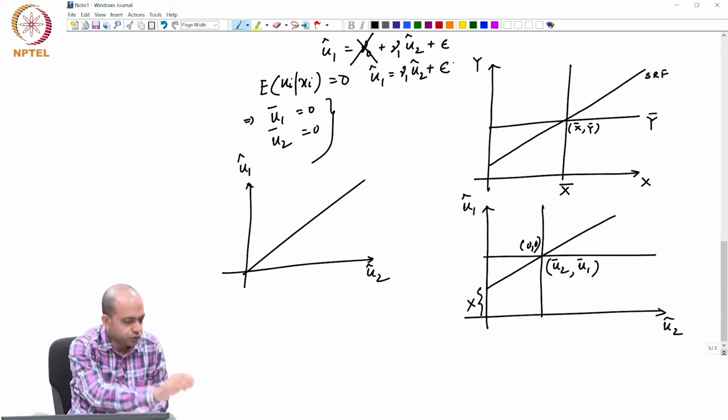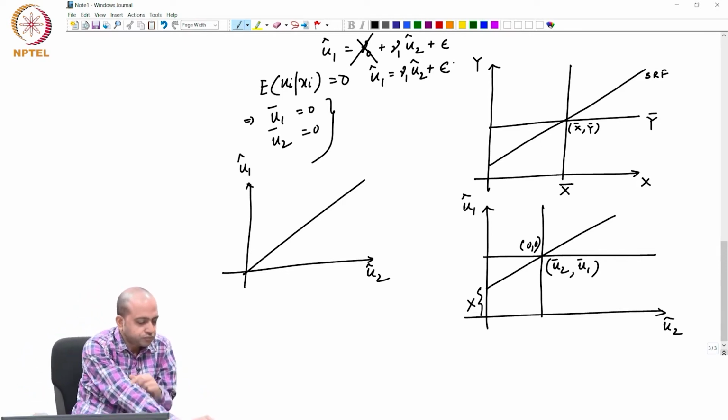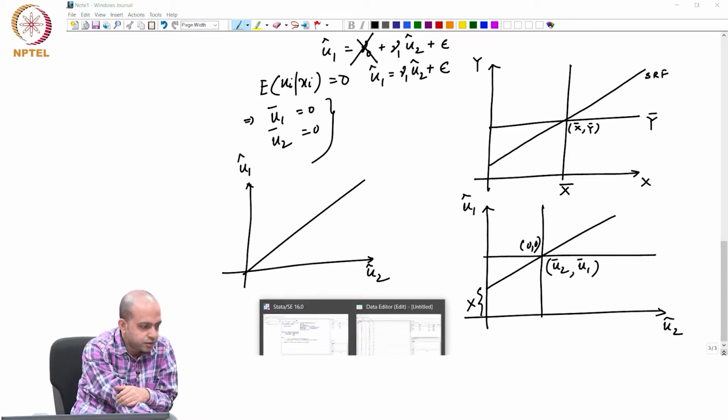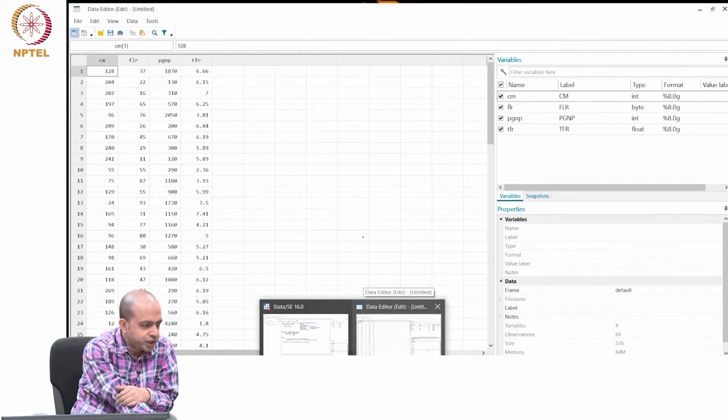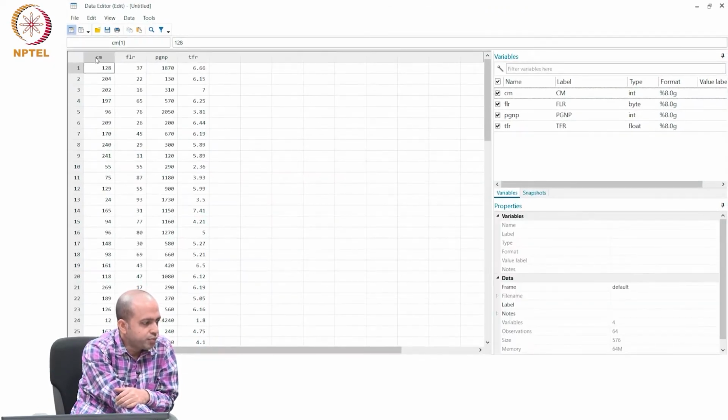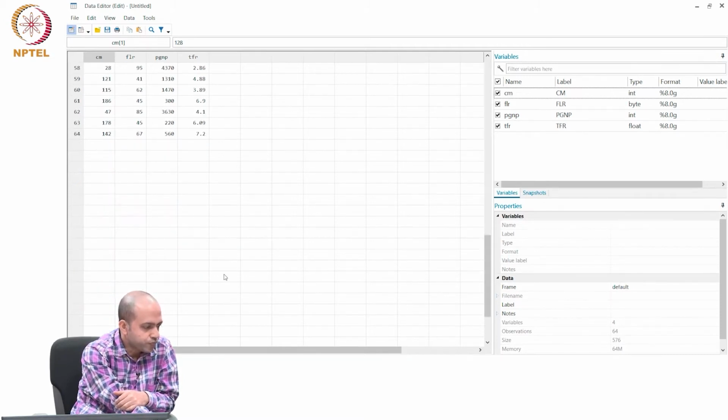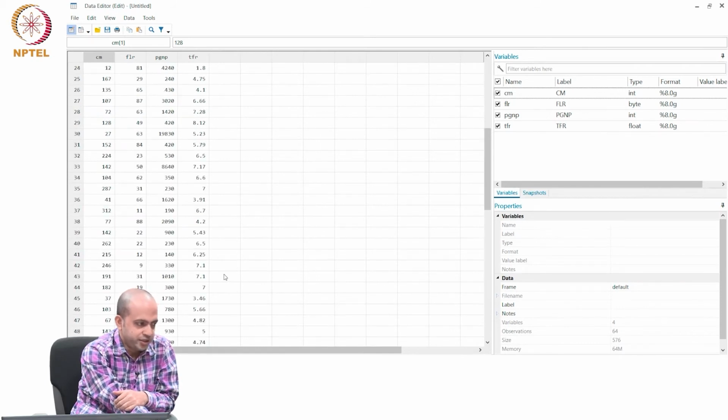Okay. So this is the data that we are getting. Look at this. First I will show you the data. This is the data: this is child mortality rate, this is female literacy rate, this is per capita GNP, and this is total fertility rate, some other variables, and we have state level data of 64 states.